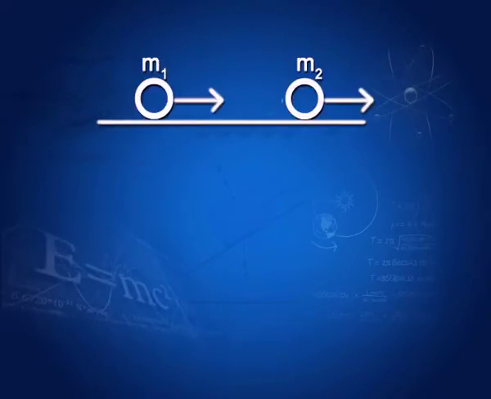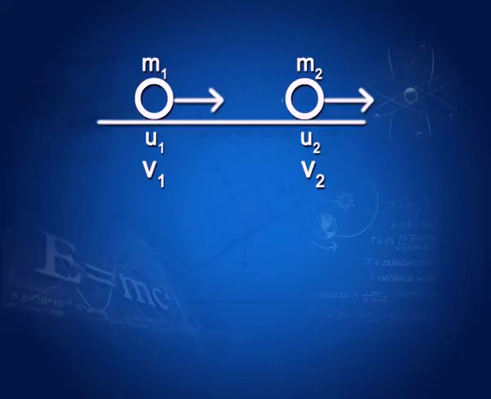We had a smooth horizontal surface. We had two spherical bodies. One had a mass of m1, the other had a mass of m2. They were both moving in the same direction with initial velocities of u1 and u2, and they finally acquired velocities v1 and v2. And from our equations 7 and 8, if you remember, these velocities could be found in terms of u1 and u2 and the masses m1 and m2.